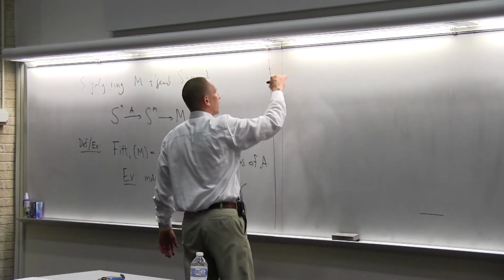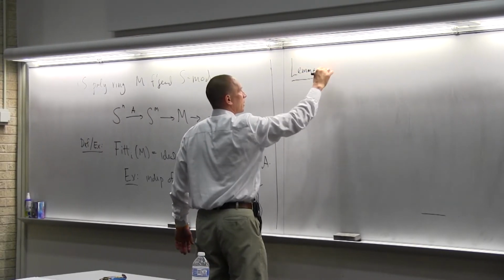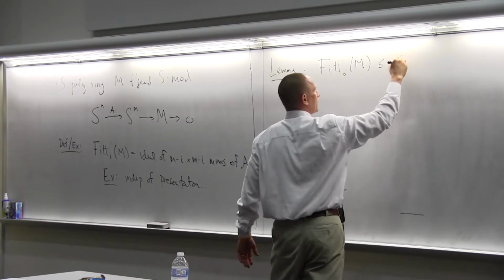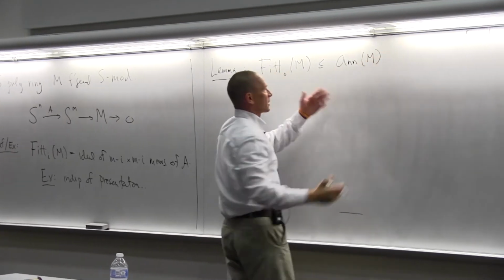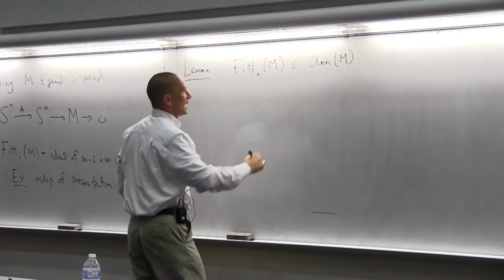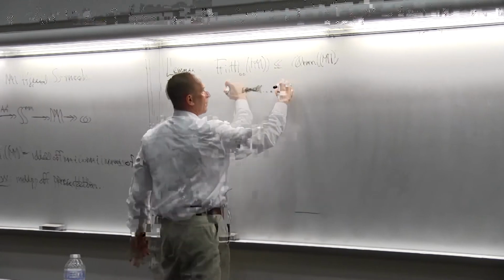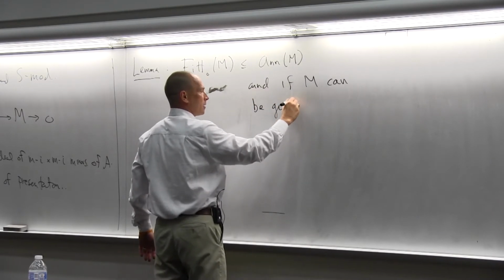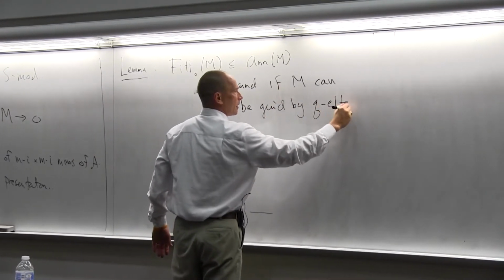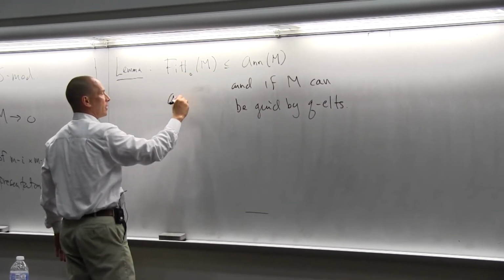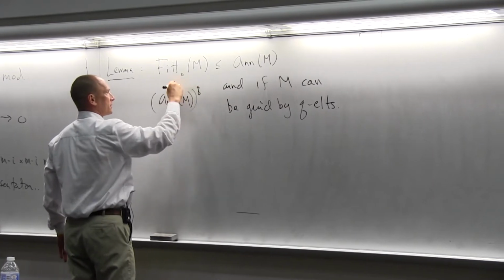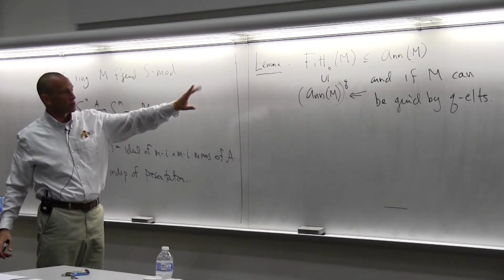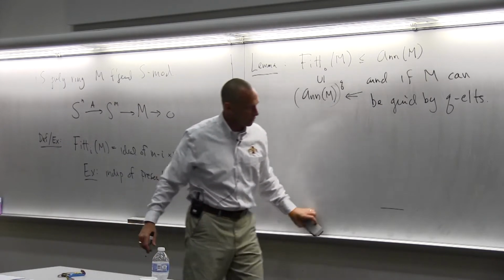All right, so what, you say very reasonably. So here is a lemma. Fit_0 of M is contained in the annihilator of M. The annihilator of M is just the set of all elements of my ring that kill the module M. And if M can be generated by Q elements, then we get this containment. So what? So we're going to actually prove this lemma. Rhoda says you should only prove tautologies. This is kind of a cute short proof, and you guys get a chance to win an espresso.